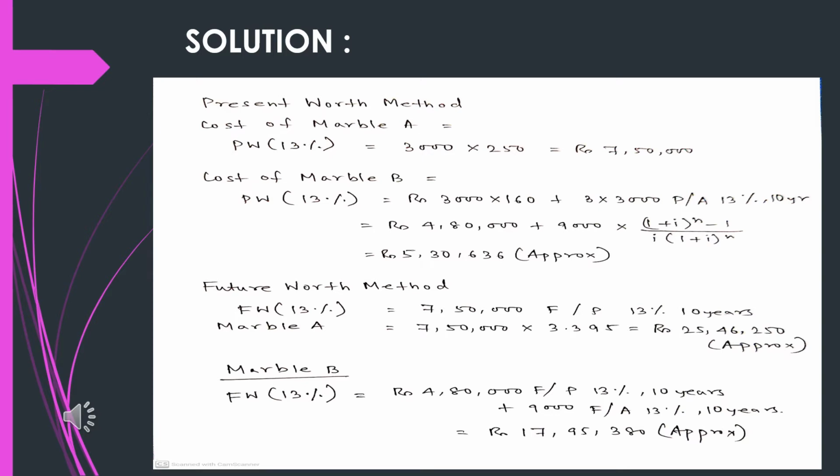As you can see, the values from present worth to future worth change from 5,30,000 to 17,95,000. But the decision taken by the organization, if we calculate the sum correctly, does not change. So keep an eye open, and to cross-check your answer, if you have extra time in your examination hall, you can try to solve it in two different methods to see whether your answer is correct or not.